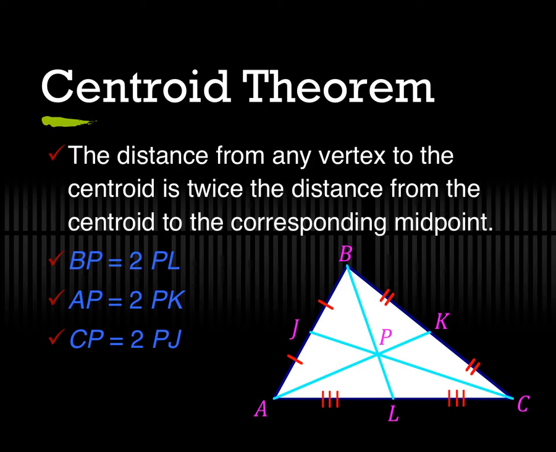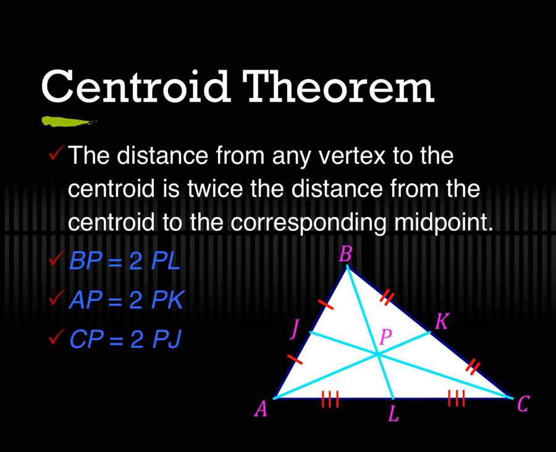Okay? So again, the distance from the vertex to the centroid is twice as long as the distance from the centroid to the midpoint. BP is twice as long as PL. AP is twice as long as PK. All right, acute triangle. Question. So would JP be PC to PC? No. JP would be half PC, or PC is twice JP. This is the smaller one. This is the bigger one.